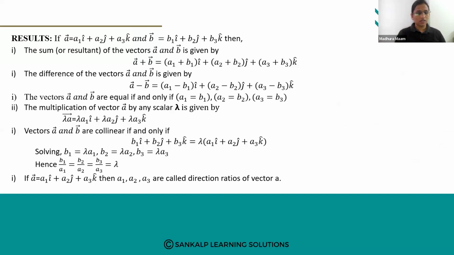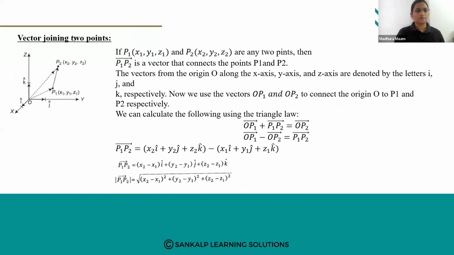Okay. Next, if A is a vector, then A1, A2, A3 are called direction ratios. I had already told this. This is the next result. Okay, fine.